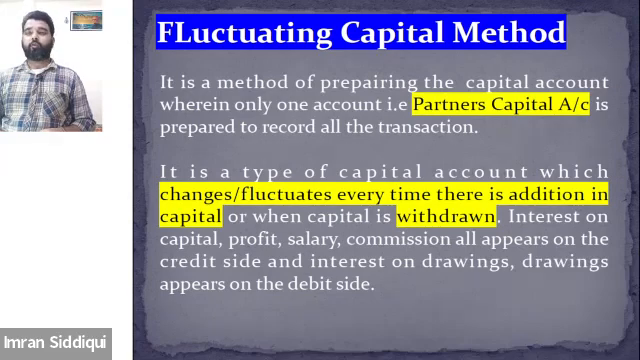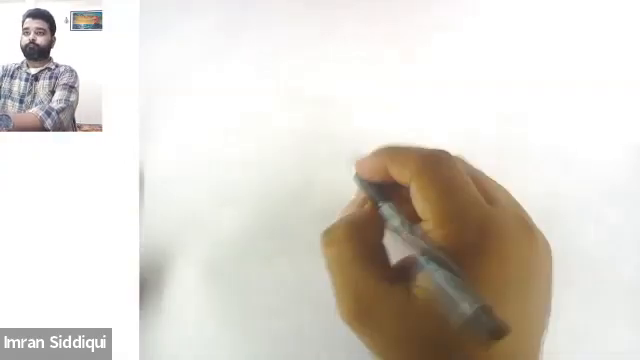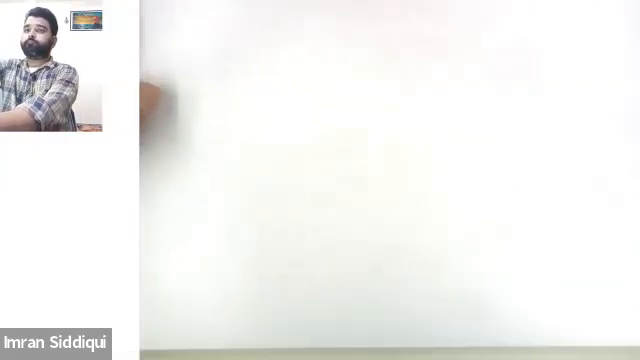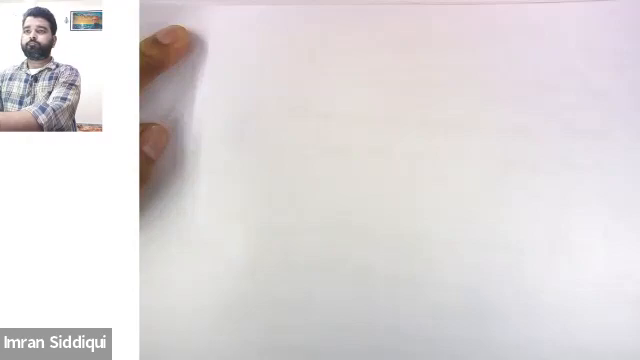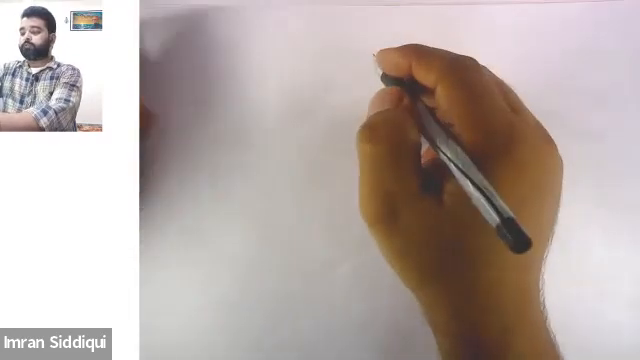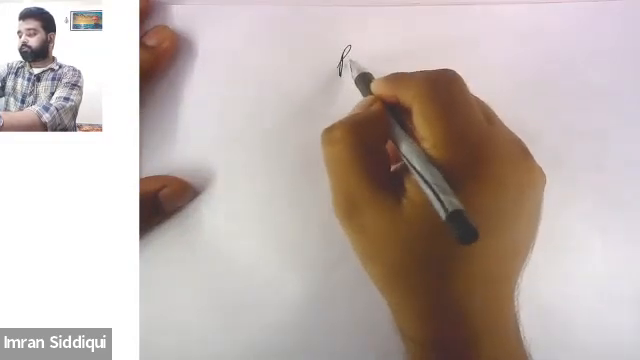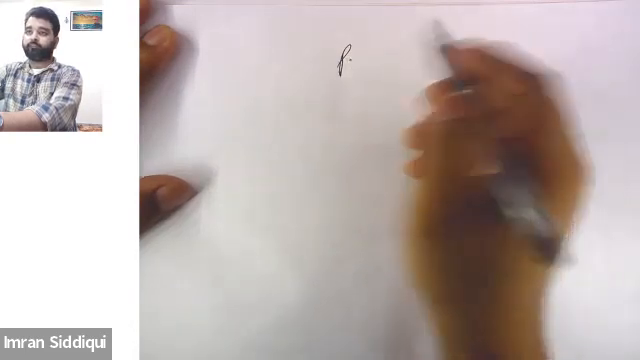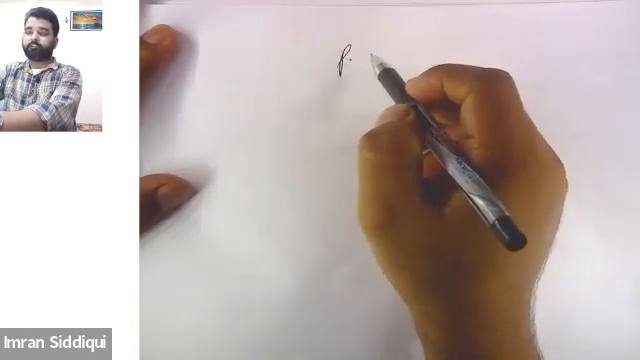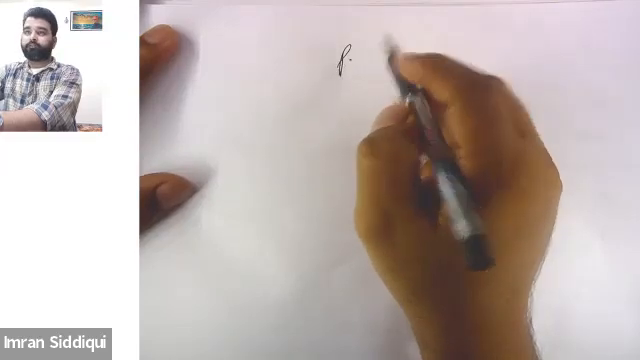and all the transactions that affect the partner's capital account are recorded only in that one account. Let me show you how it is actually done. The partner's capital account can be formed by two methods, the fluctuating capital method and the fixed capital method. Right now I'm talking about the fluctuating capital method.